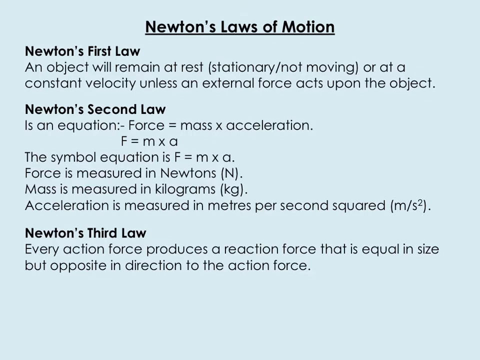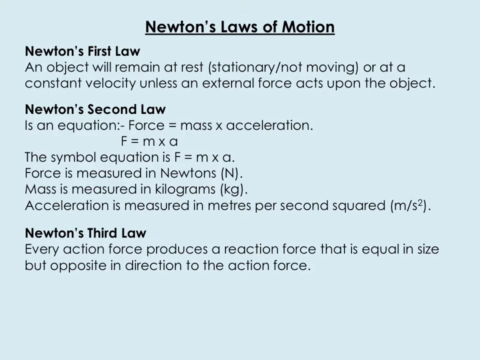This means if an object is stationary, it will remain stationary until an external force acts on it, or if an object is moving at constant speed, it will remain at constant speed until an external force acts upon it. Newton's second law is basically an equation which states that force equals mass times acceleration. You've got it broken down for you here, which is F equals m times a, and force is measured in newtons, mass is measured in kilograms, and acceleration is measured in meters per second squared.